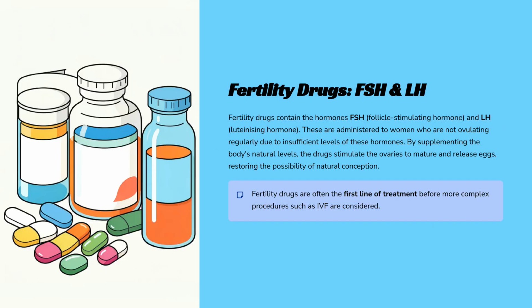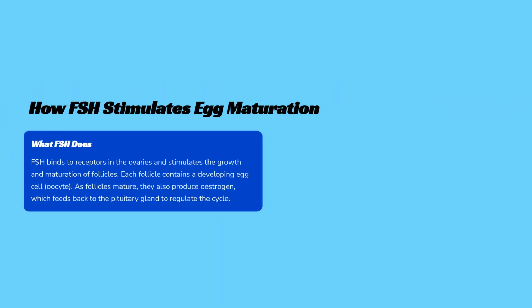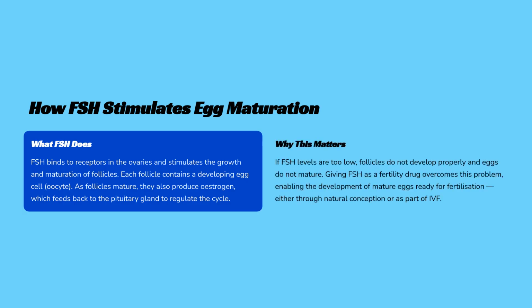Fertility drugs, which contain FSH and LH, are often the first line of treatment. They supplement natural hormone levels to stimulate the ovaries, helping restore the possibility of natural conception before considering more complex options like IVF. Specifically, FSH binds to ovarian receptors to stimulate follicle growth and maturation. If FSH levels are too low, follicles and eggs won't develop properly. Providing FSH as a drug fixes this, allowing egg development for natural conception or as part of the IVF process.